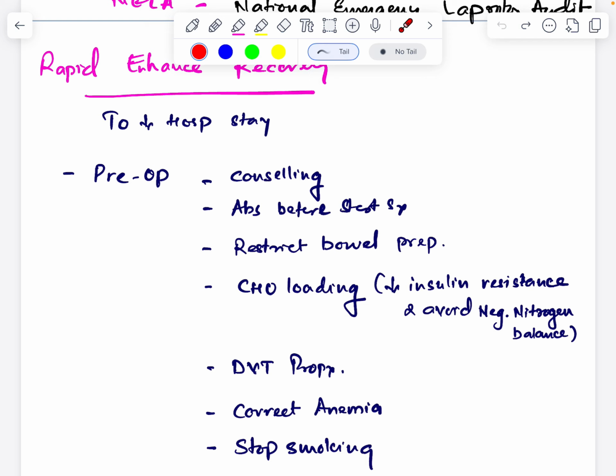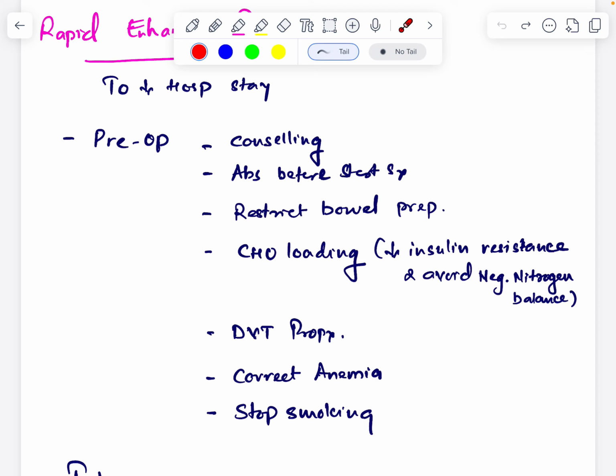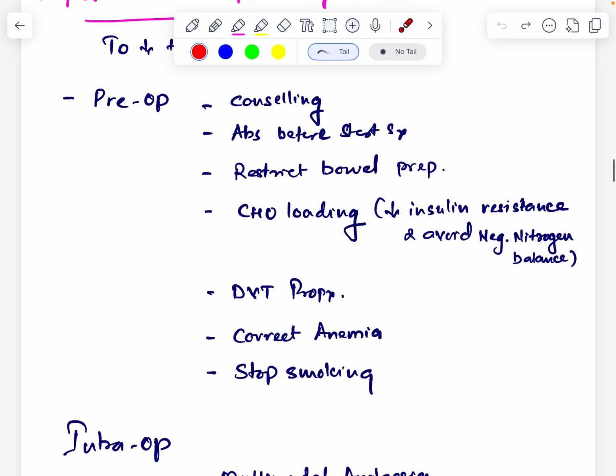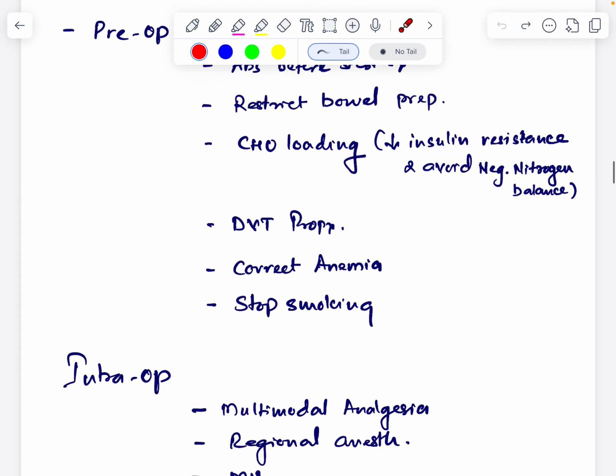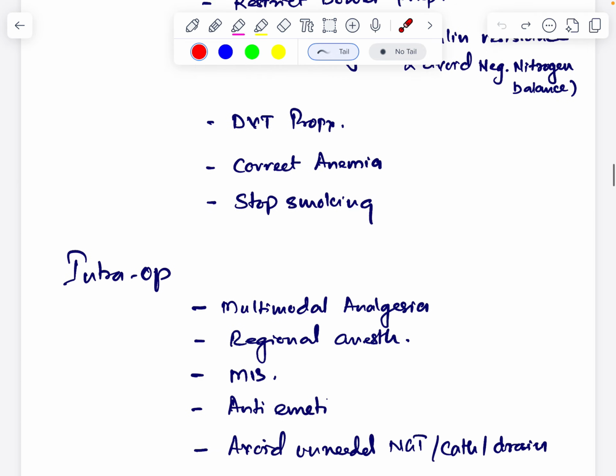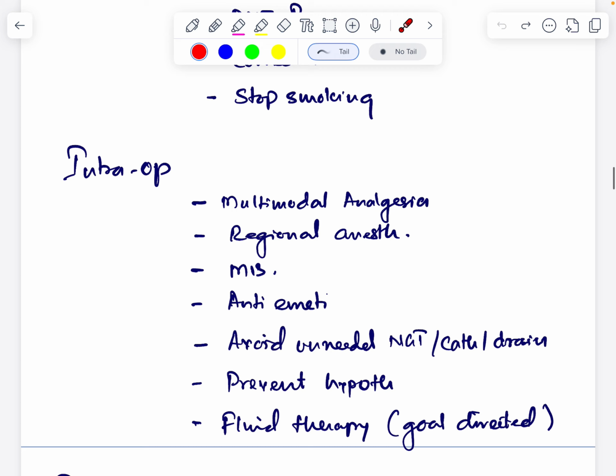Enhanced recovery decreases the hospital stay to less than 30 days. Pre-op counseling, antibiotics before the start of surgery, this is prophylactic antibiotic, avoid bowel preparation, carbohydrate loading decreases insulin resistance. Why are carbohydrates given 2 to 3 hours before? It reduces the insulin resistance to avoid negative nitrogen balance. DVT prophylaxis, correction of the anemia, stop smoking. This is pre-operative counseling. Intraoperative: multimodal analgesia, different types of analgesia have to be given.